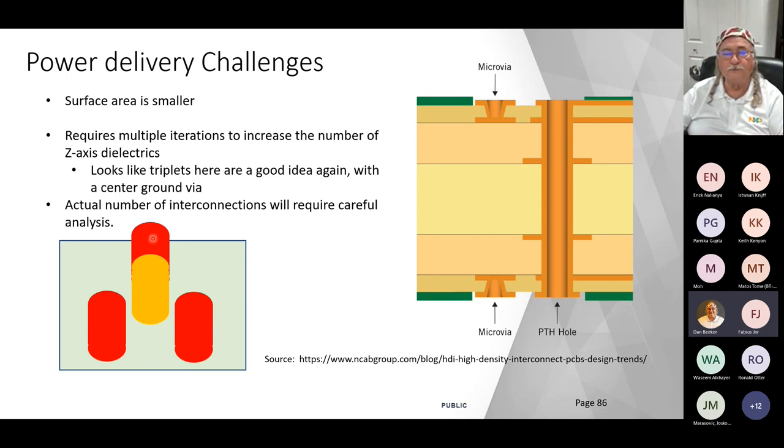And then what I would probably do is, if I have a signal via, I would put signal one in the middle. I've got 3 ground vias, and now I've got 3 parallel transmission lines for my power supply. But I would use that to move through the board stack because I need to make a more solid connection.